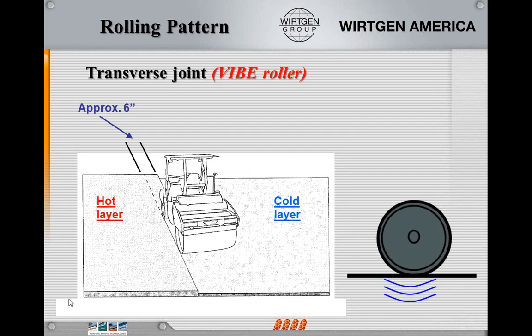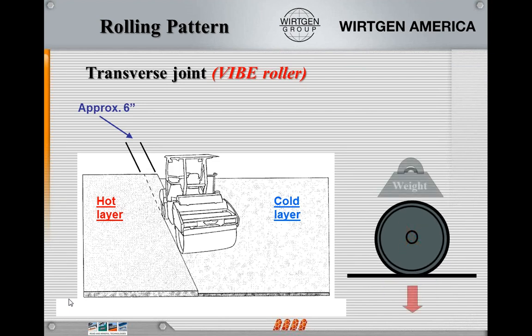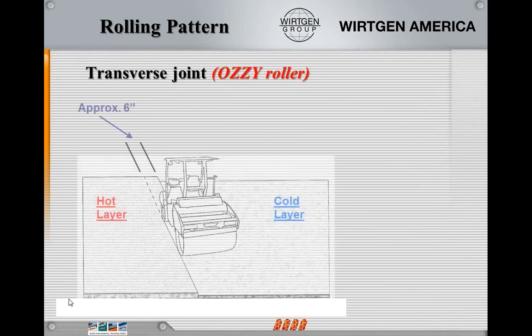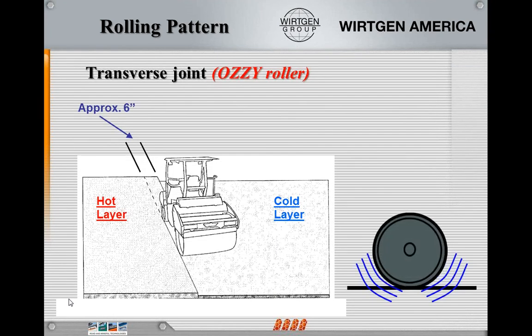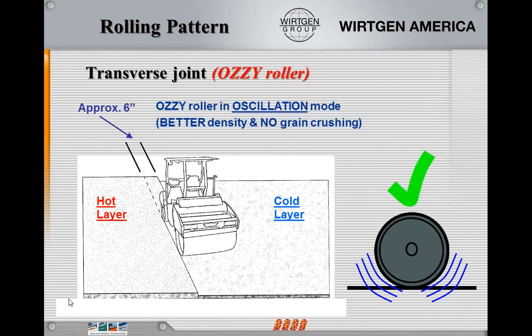So same thing with a transverse joint. Normally we're not going to vibrate because we got about 90% of the roller on the cold side. We're overlapping about 6 inches. We're going to run it static. If we have the opportunity, we can run it with oscillation, get a much tighter joint. Remember, even if we're 90% on the cold side, we're not going to be destroying that cold mat either.